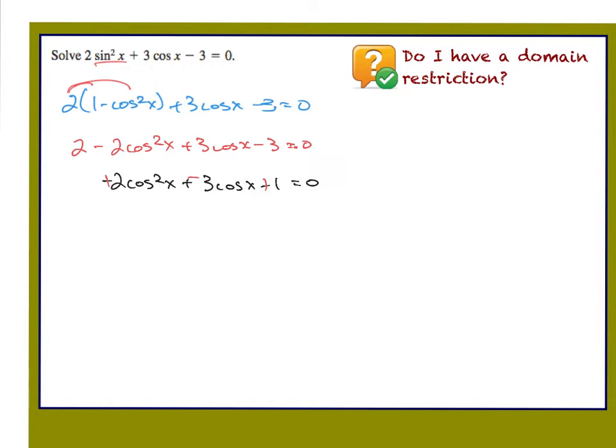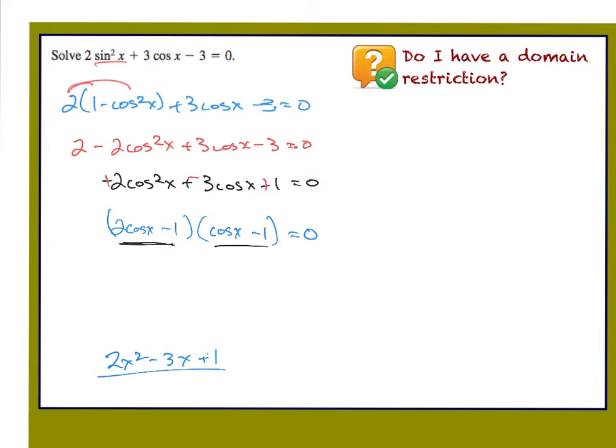So again, you can kind of think of this as like a 2x squared minus 3x plus 1. If we can factor that instead of x, it's just cosine. So what does it F up to? 2 cosine x minus 1 and cosine x minus 1. All right. So now I'm going to use the zero product property. So I'm setting both of these equal to 0. So I'm setting this equal to 0. I'm setting this equal to 0.